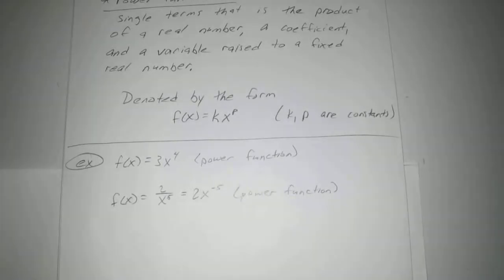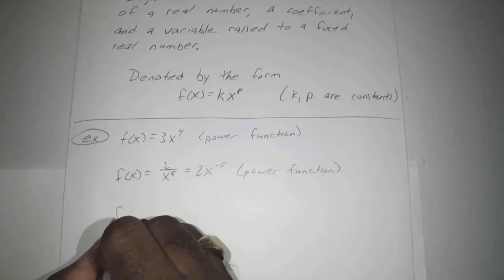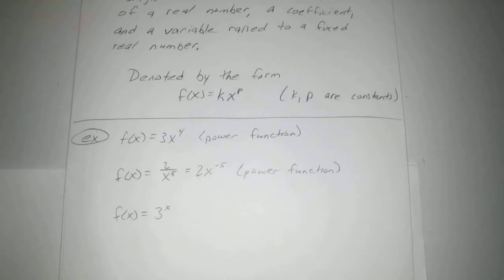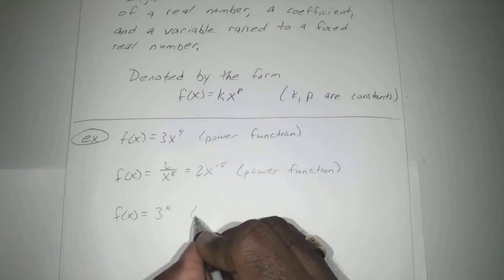Okay. Now if you have something like f of x equals 3 to the power of x, that's not a power function. Because remember, you have to have a variable raised to a real number, not a real number raised to a variable. So this kind of switches it up. So this one would not be a power function.